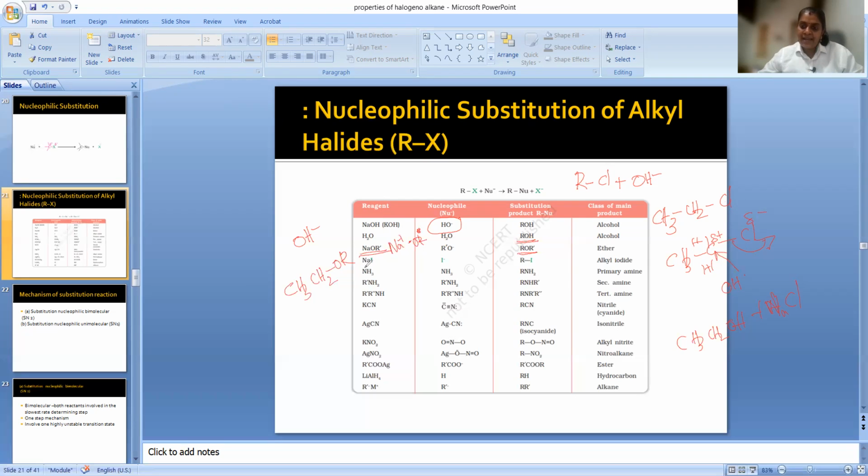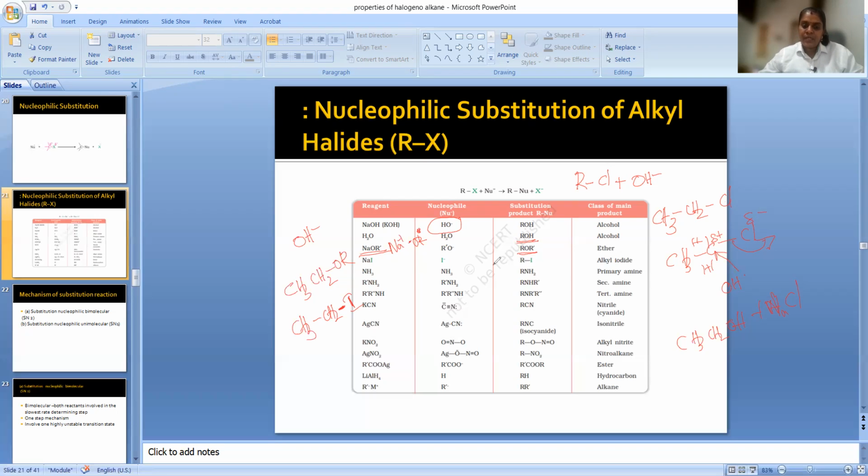If sodium iodide is there, I minus will act as the nucleophile. So what will happen? In CH3CH2 in place of the halogen, iodine will come. This is what is happening here.